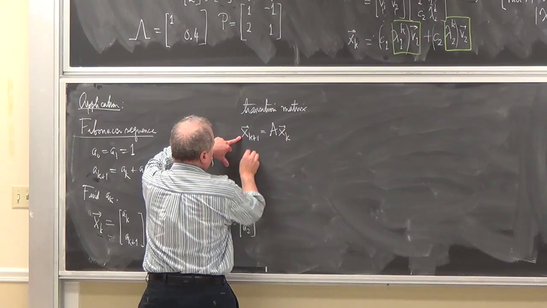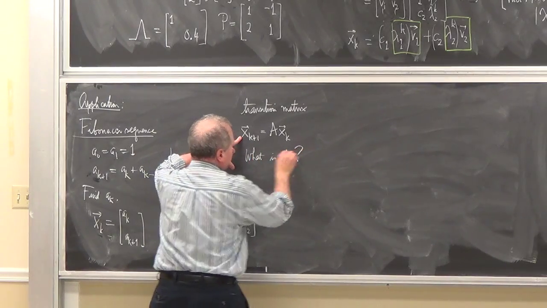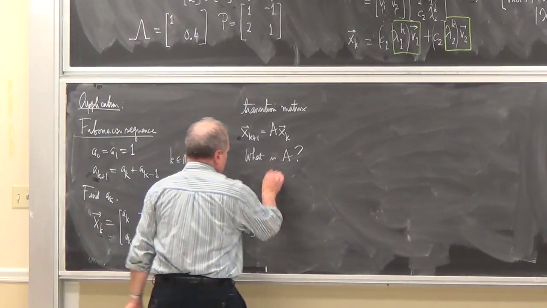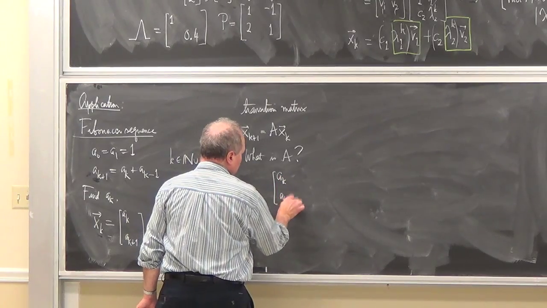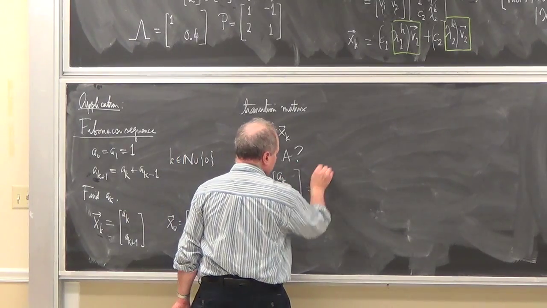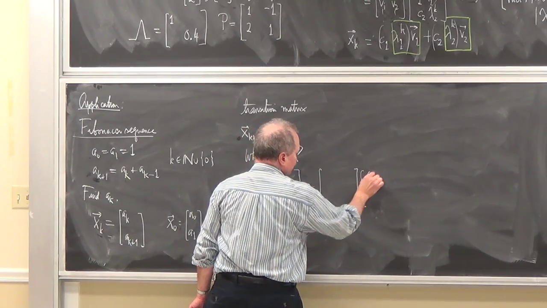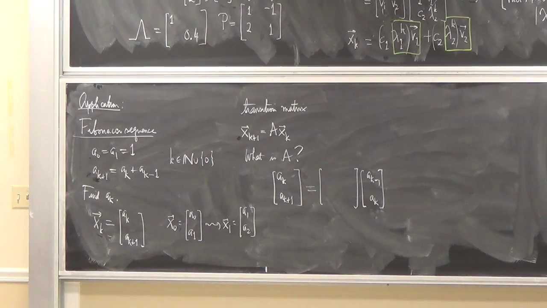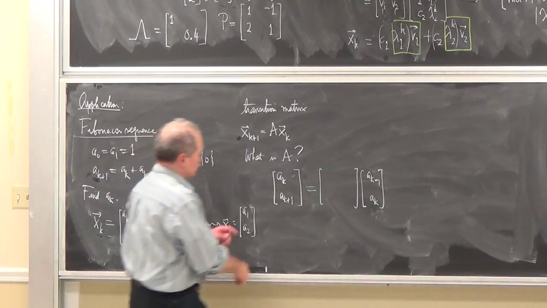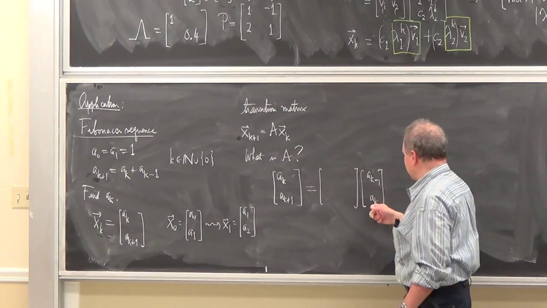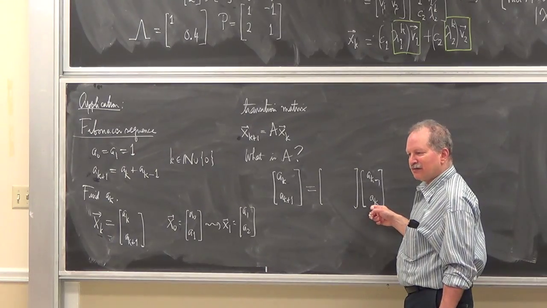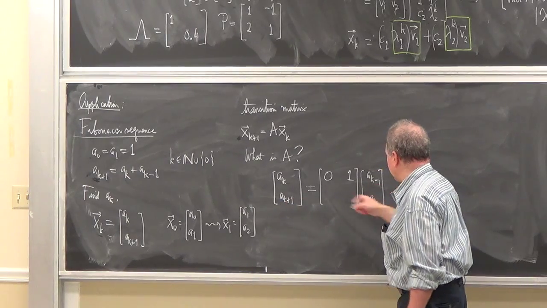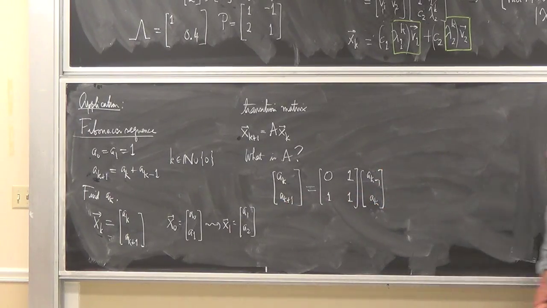So what is the matrix A? How do I get, I'm going to do it one step back. How do I get xk from xk minus 1? How do you get ak from these? So 0, 1. 0, 1. How do I get ak plus 1? Well, I add those. There's the matrix.